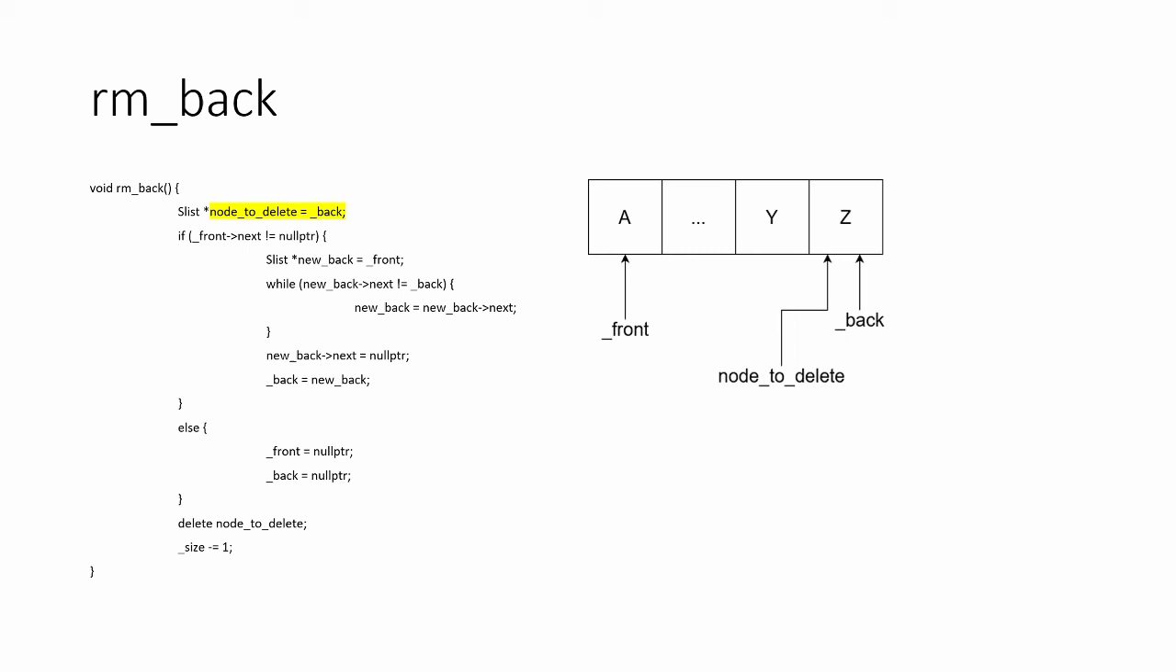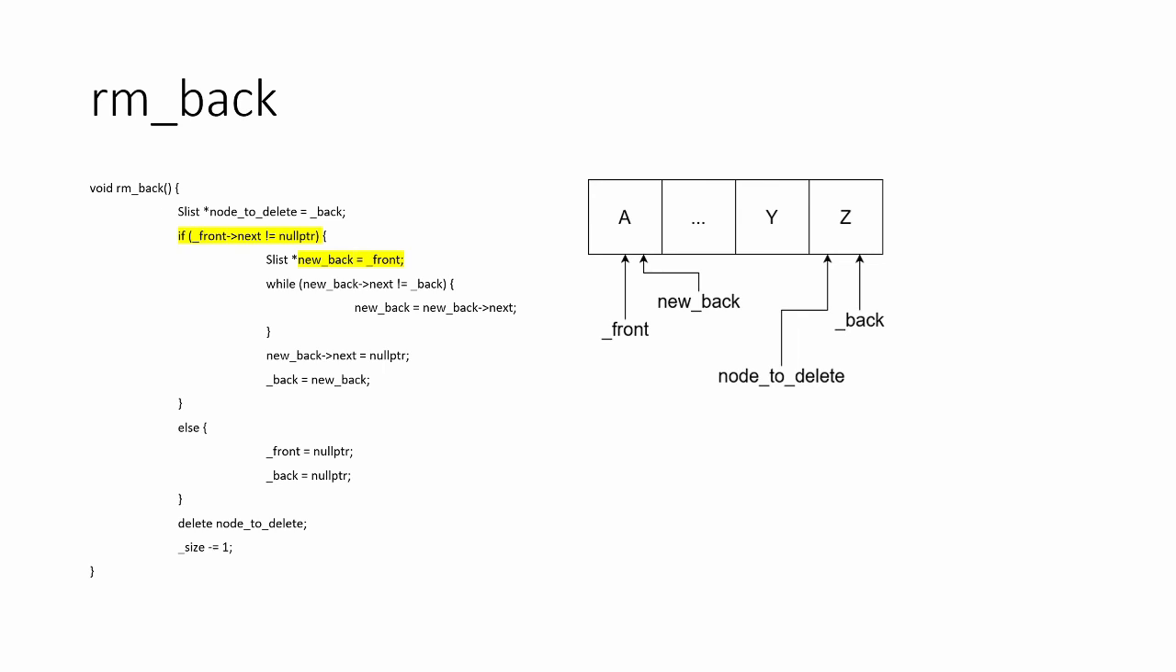So here I have just my generic linked list, A to Z. I have at least 2 elements. Here I put 3, and we can imagine more, but here I have at least 2 elements. So first I set the back, and that's going to be the node that I'm going to delete. And I'm going to say if front.next is not null pointer, meaning that there's more than one node in our list, then I need to go to the second to last node.